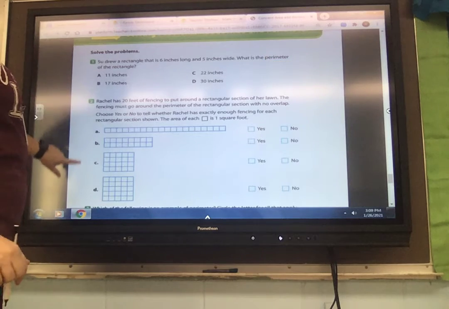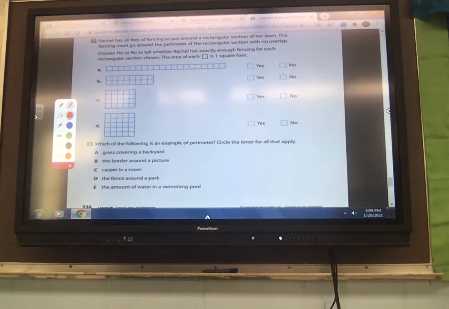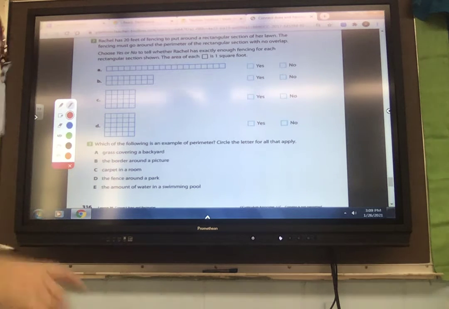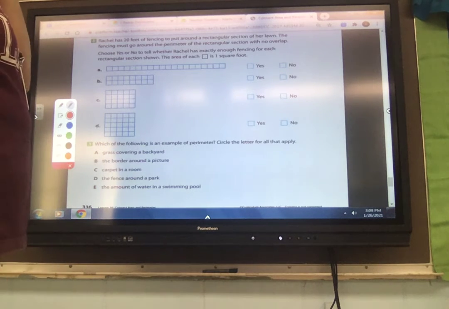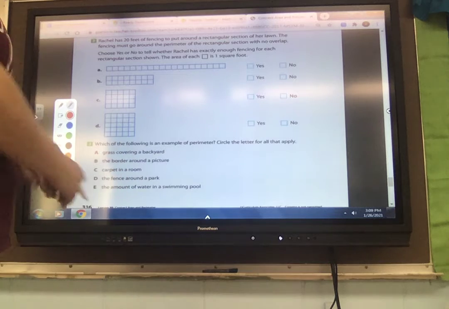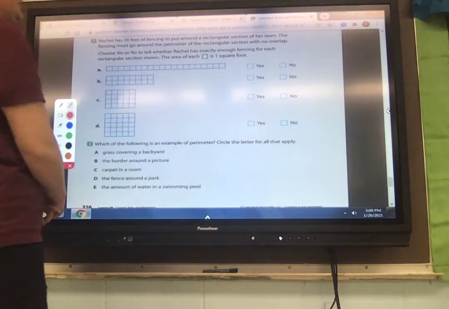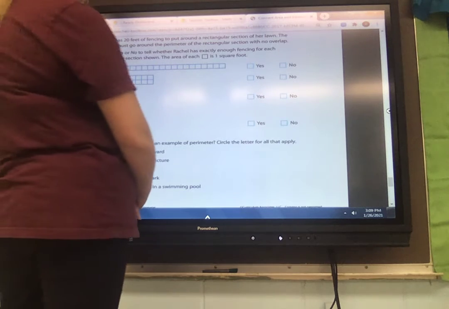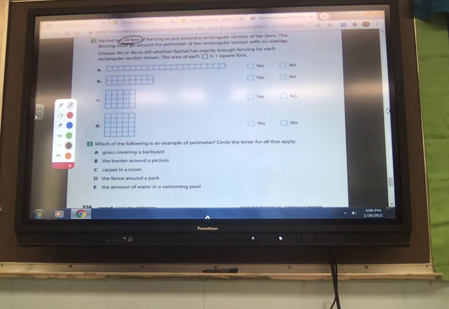Number 2. Rachel has 20 feet of fencing to put around a rectangular section of her lawn. The fencing must go around the perimeter of the rectangular section with no overlap. Choose yes or no to tell whether Rachel has exactly enough fencing for a rectangular section shown. The area of each square is 1 square foot. So she wants to build 20. And we are trying to make sure that her fence can go around.